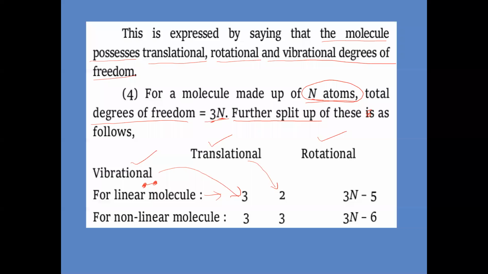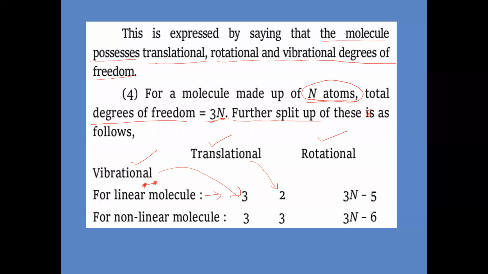Rotational degrees of freedom. All these things we have to understand here. Which molecule have we taken first? We have taken the linear molecule. Linear molecules, examples: CO2, C2H2, and many different kinds of molecules which are linear in shape.